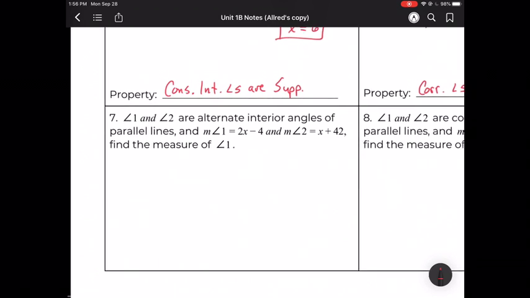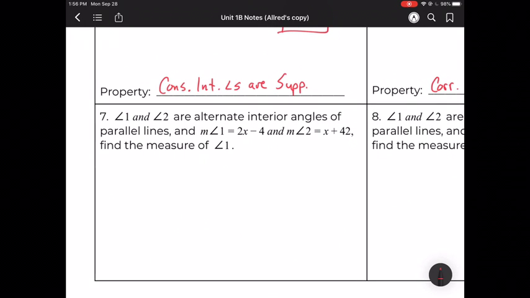All right, and so what we're going to do now is, again, work through an example or two where I don't give you the picture, but I give you the angle relationship. All you have to do is set up your equation.